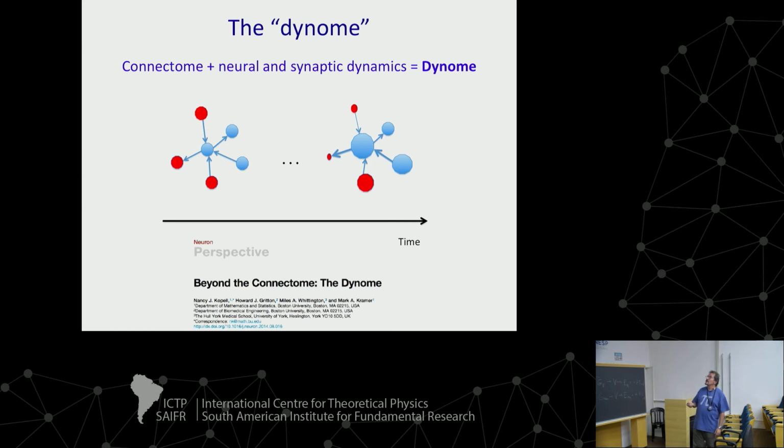A possible way would be to use the so-called dynome, another ome in the zoo of omes. So what is the dynome? The dynome would be the connectome plus the neuronal and synaptic dynamics. So if you add to your connectome the dynamics of the nodes and the dynamics of the edges, you'd have the dynome, which is a kind of temporal connectome that evolves in time as the nodes and the connections change themselves, as depicted in this cartoon scheme here. So the connectome is dynamic, both in terms of nodes and in terms of connections.